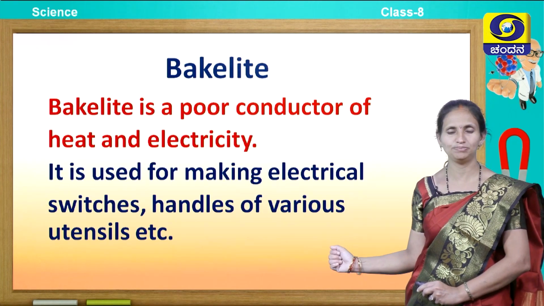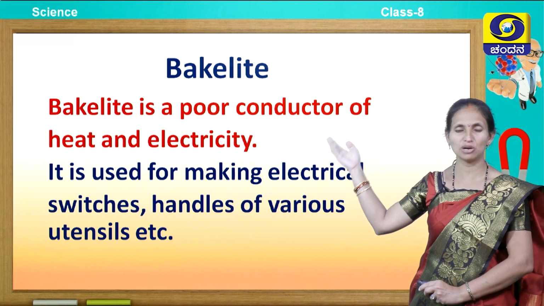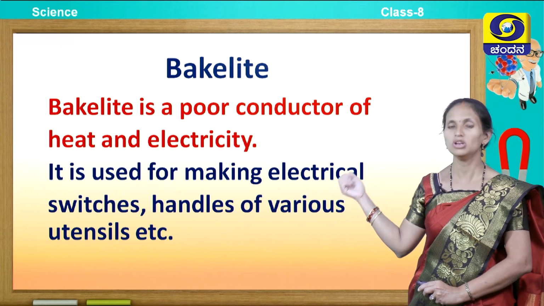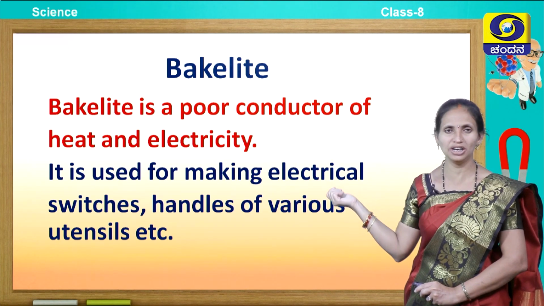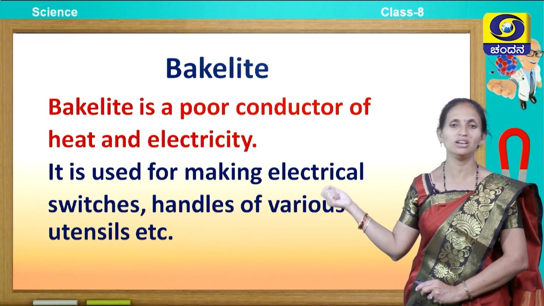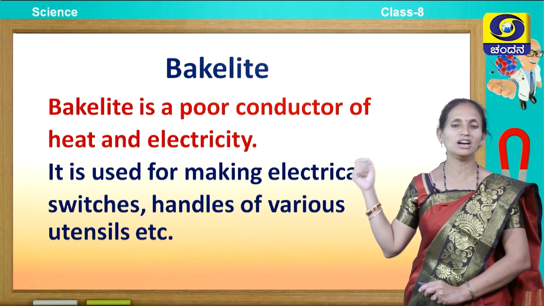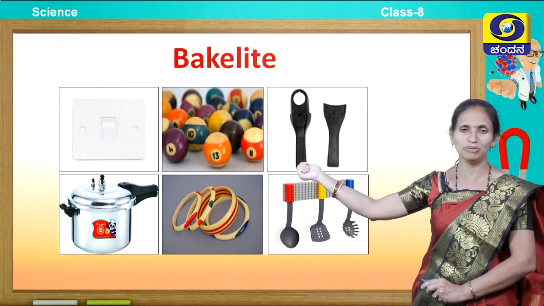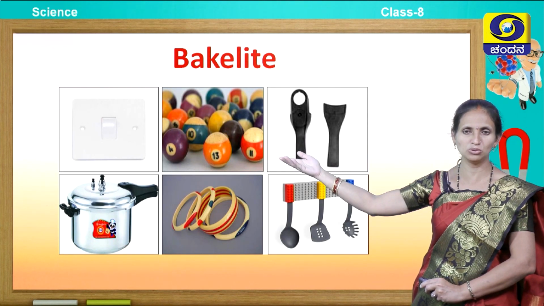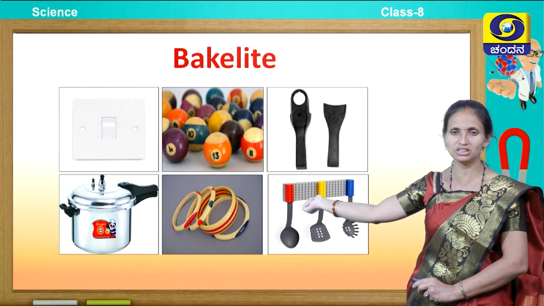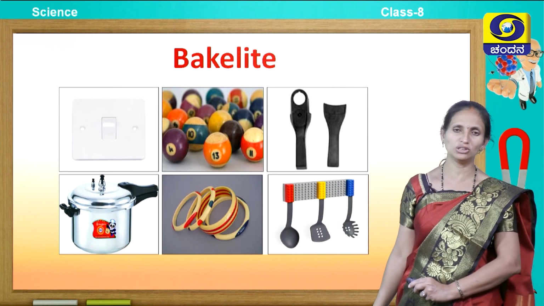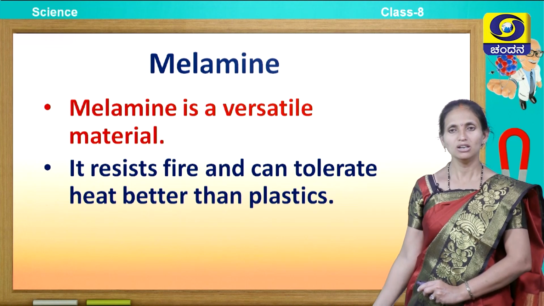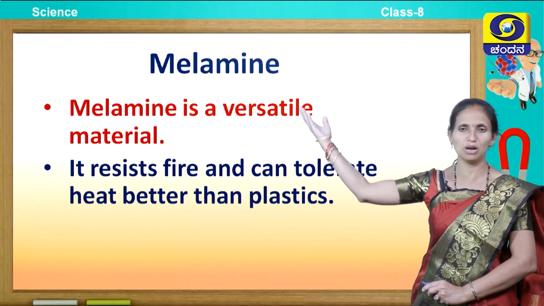What is bakelite? Bakelite is a thermosetting plastic which is a poor conductor of heat and electricity. Because of this property, it acts as an insulator, so it can be used for making electrical switches and handles of various utensils. You can see the uses: bakelite is used for making switches, snooker balls, and handles of utensils. Bakelite is one of the popular thermosetting plastics. The second thermosetting plastic which we are using is melamine.